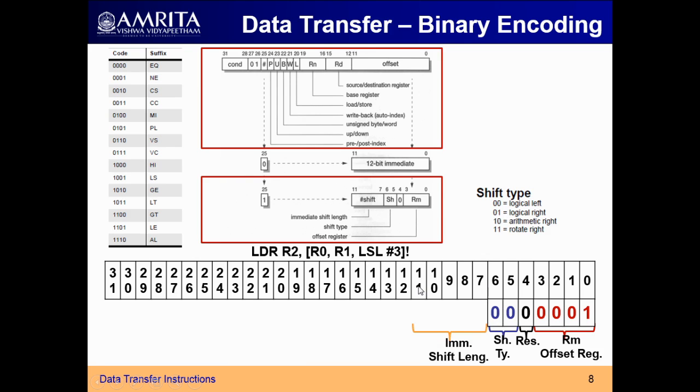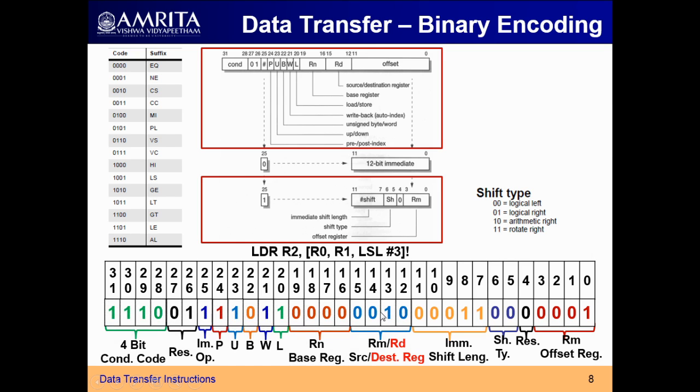Next, bit number 7 to 11 is used for representing the immediate shift length that is to be applied on the value stored in the offset register. So here the immediate shift length is 3. Why? Because we have referred to LSL #3. So 3 is the immediate shift length, and it should be encoded as a 5-bit immediate shift length. Since the shift length value is 3, you are writing it as 00011.